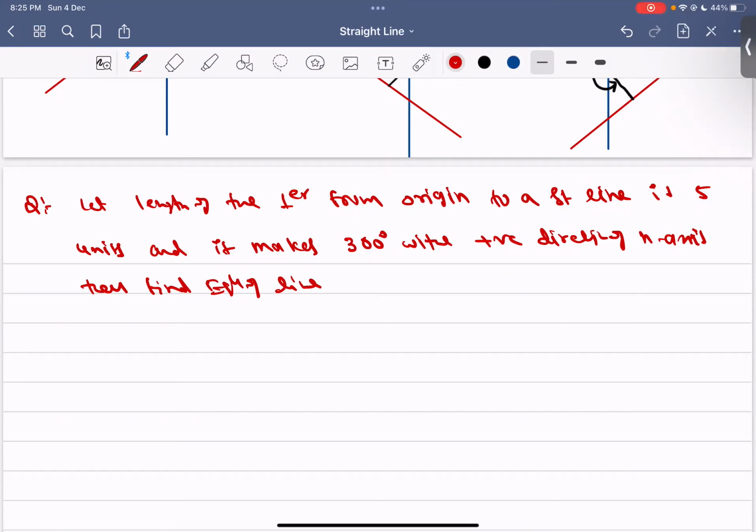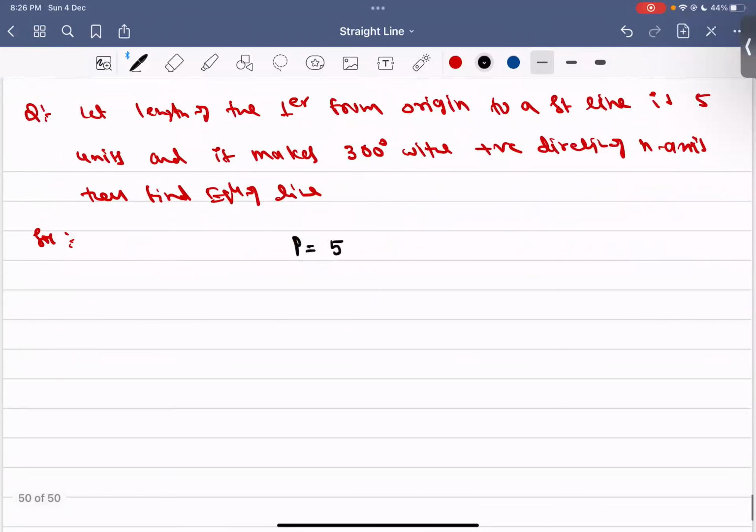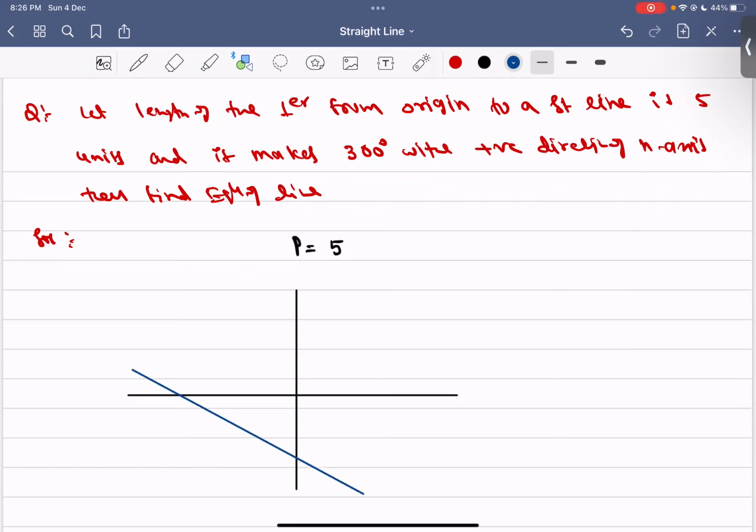This is the question. Here, the length of the perpendicular from origin to a straight line is 5 units, and P is given. So in the question, what is given? P is given as 5 units and the perpendicular makes an angle of 300 degrees with the positive direction of x-axis. If you draw the rough diagram, this is the x-axis and y-axis. The required line will be at 300 degrees, so the straight line will be like this. This is greater than 180 degrees. Therefore this is the perpendicular.